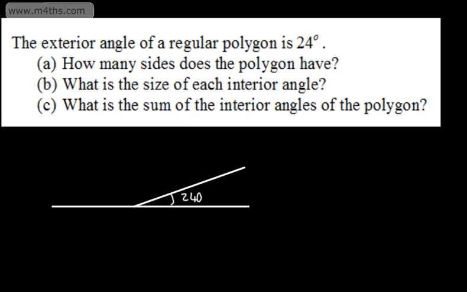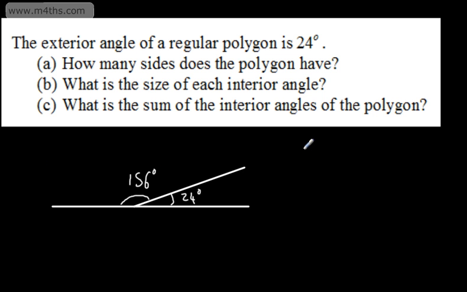Let's put 24 rather than 240. That hopefully should have been, there we go, let's get rid of that. So this is 24 degrees. So we know that if this is 24 degrees, this one is going to be 156. That's the interior angle. So you've got 156 degrees. Lots of different approaches with this.